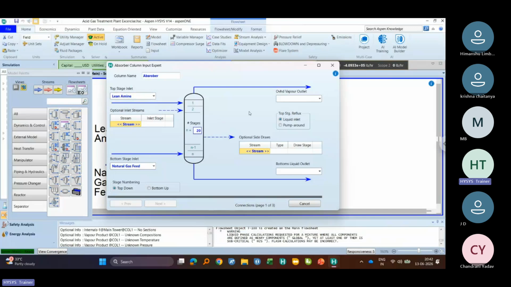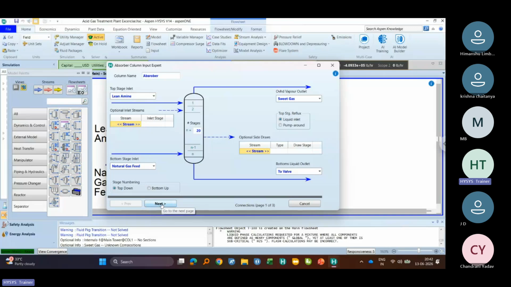My overhead product will be sweet gas, and bottom liquid will go to the next equipment, that is to valve. So we will give the naming like this. Whenever we are simulating any flow sheet, we will name the stream which is going to any next equipment.